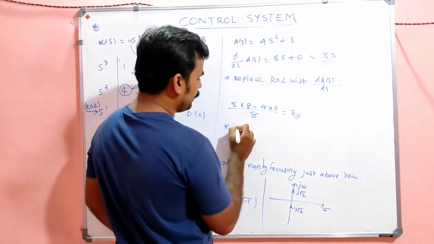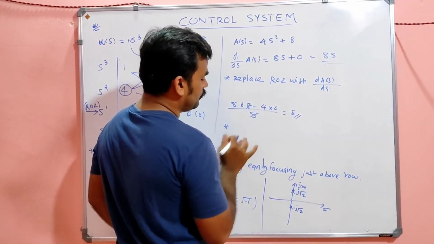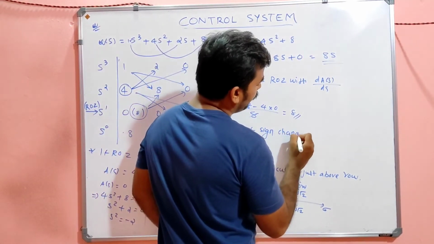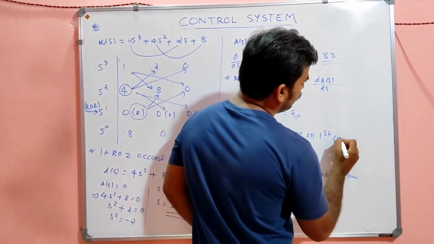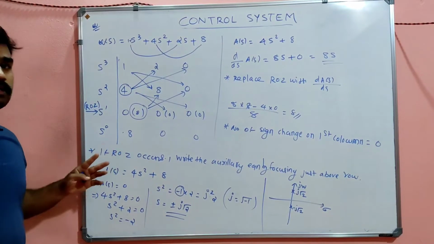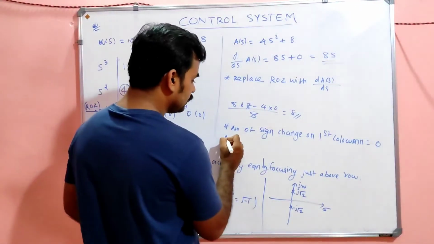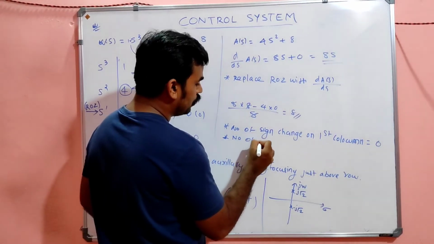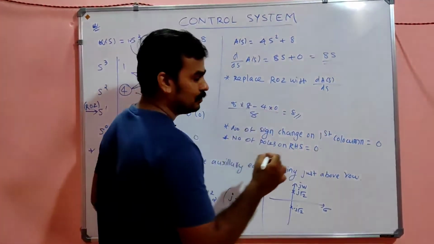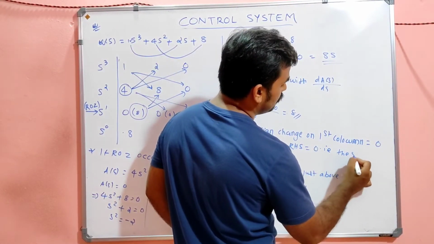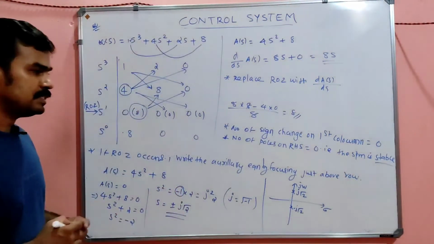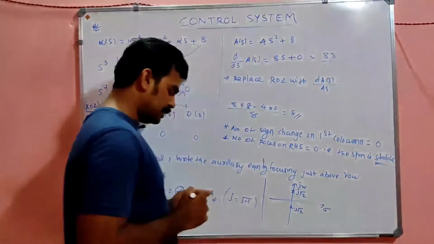Which means number of sign changes on the first column equals 0. If there is no sign change on the first column, my dears, what does it imply? Number of poles on RHS equals 0, which means the system is stable. The system is stable.